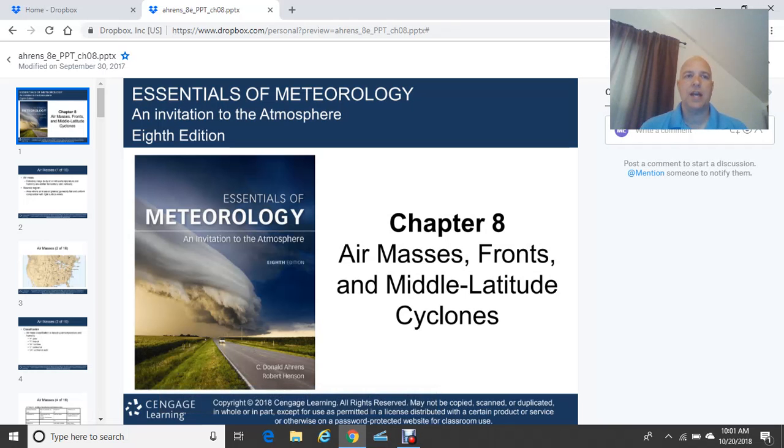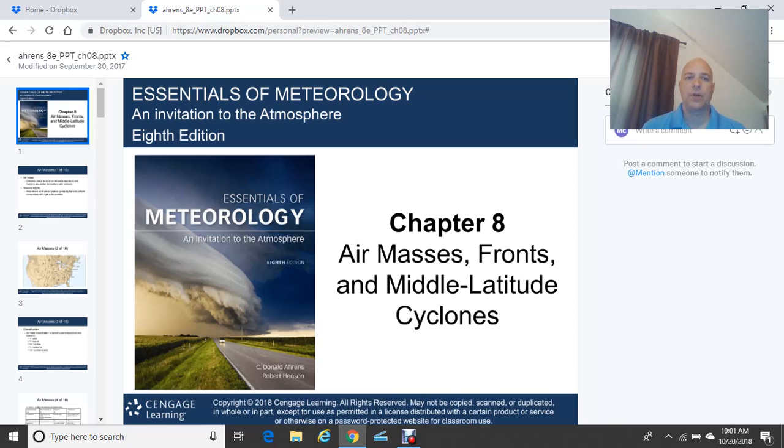Good morning. I am Matthew Euler, and today we are going to cover the essentials of meteorology, an invitation to the atmosphere. The topic today is going to be air masses, fronts, and middle latitude cyclones.